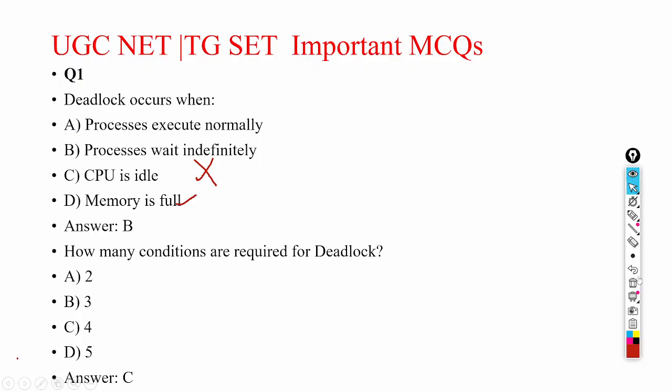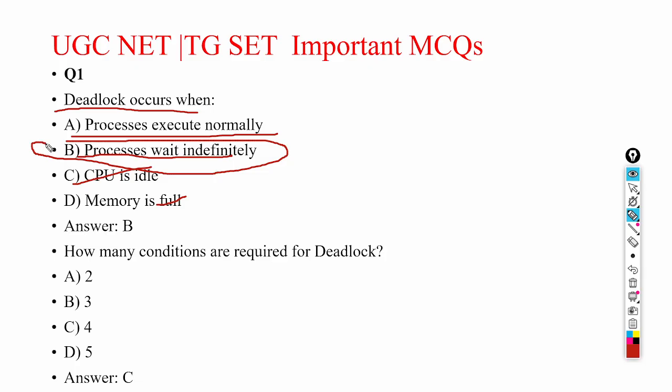So there are some important UGC NET questions. What is the first question? When deadlock occurs: the processes execute normally, the processes wait indefinitely, the CPU is idle, or the memory is full. Whenever the processes are waiting indefinitely, that situation we call a deadlock. The answer is B. How many conditions are required for a deadlock? We discussed four conditions. The required conditions for the deadlock are four.